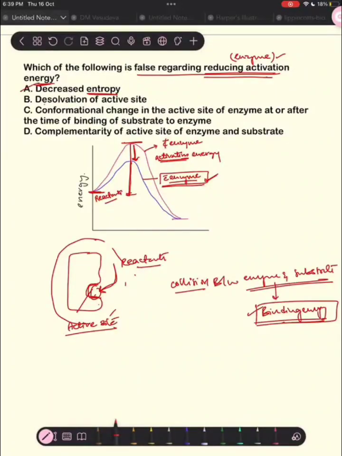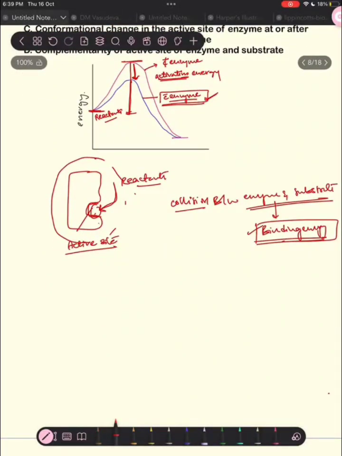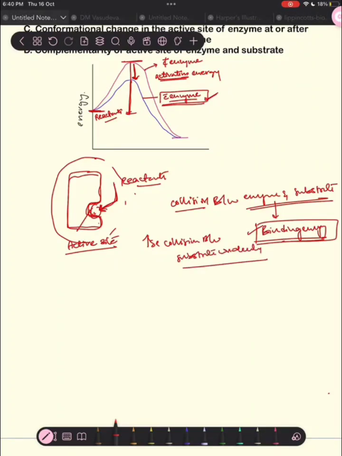So now let's go to the first option, decreased entropy. What do you mean by entropy? For every reaction to occur, what exactly does the enzyme do? If this is an enzyme pocket, it recruits all the substrate molecules inside, grouping them together, so that there is increased collision between substrate molecules, right?